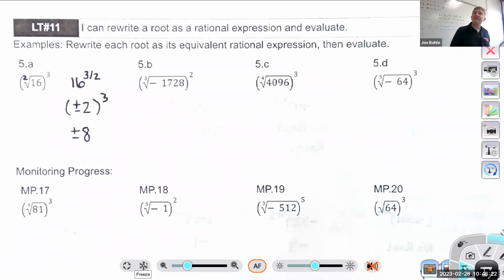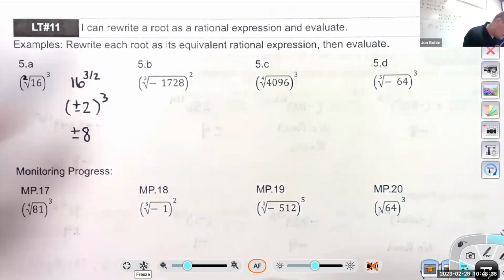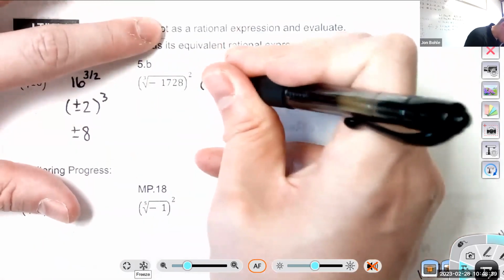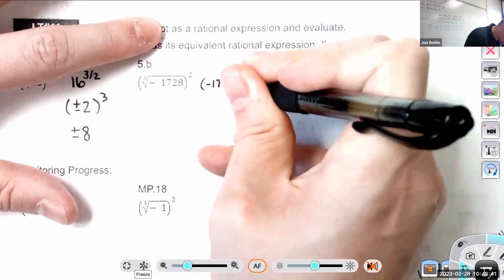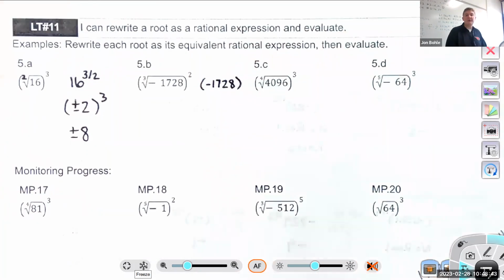Okay, on 5B, when I get my base, is my negative 1,728 going to be in parentheses, or is that negative going to be outside, no parentheses? It's going to be inside. Yep, because it's inside the root. So here, I'm going to have negative 1,728, and that's going to be raised to what exponent? 2/3, yep.